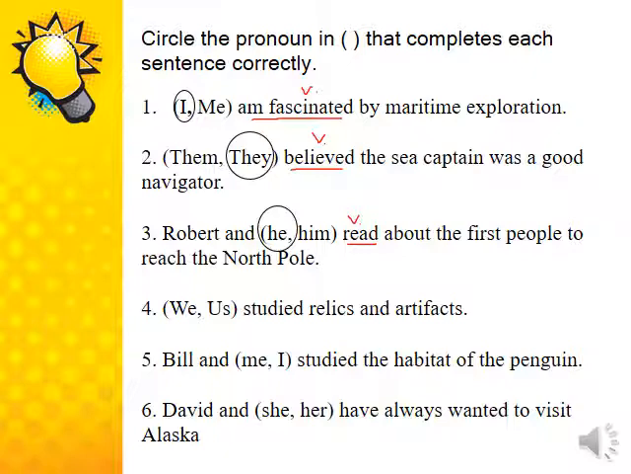We or us studied relics and artifacts. So we or us, studied is the verb. So we need a subject pronoun. Which one is the subject pronoun? We or us? It's we. Number 5, Bill and me or I studied the habitat of the penguin. Here studied is the verb, and so we need before the verb a subject pronoun. Which one here is the subject pronoun? Me or I? I is the subject pronoun.